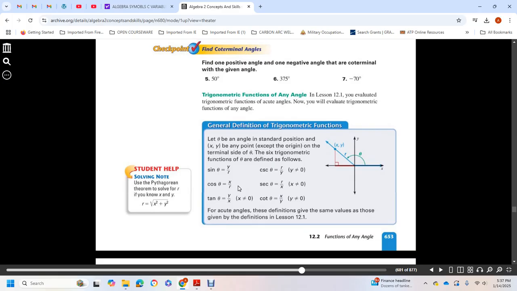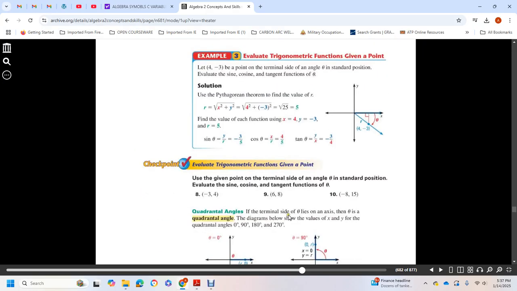Secant of angle θ is equal to r over x when x is not equal to 0. And cotangent of angle θ is equal to x over y when y is not equal to 0. For acute angles, the definitions give the same values as those given by the right triangle definitions.